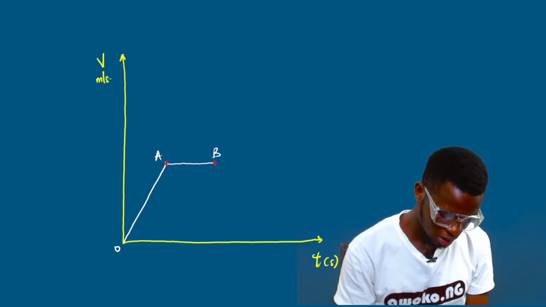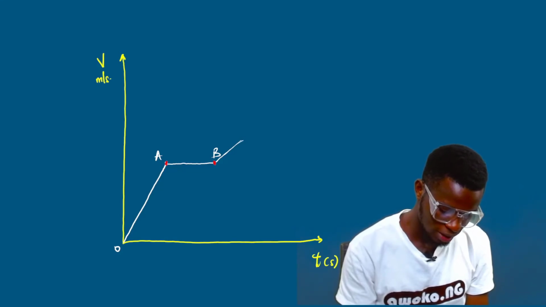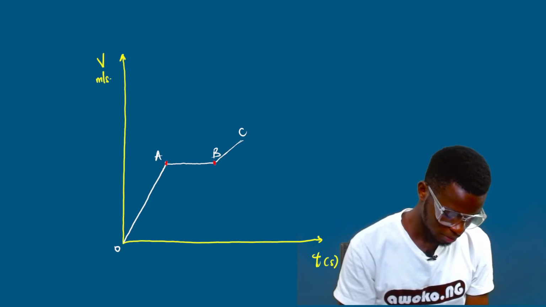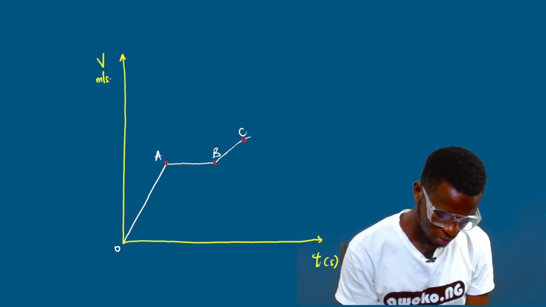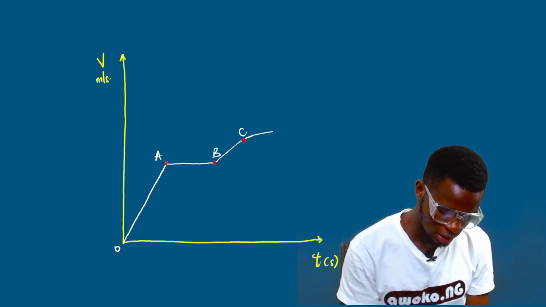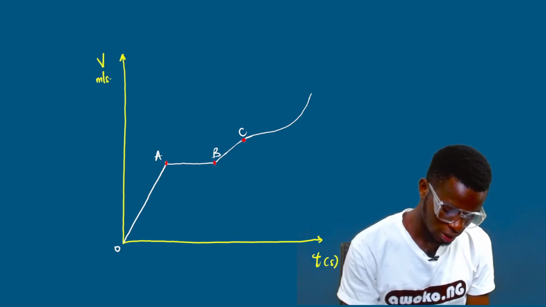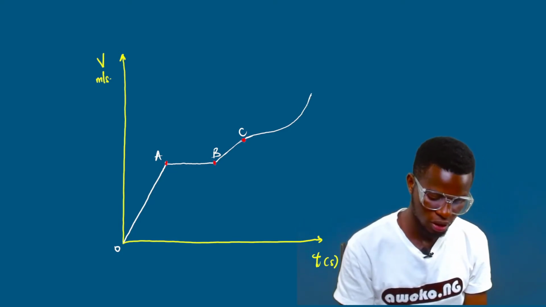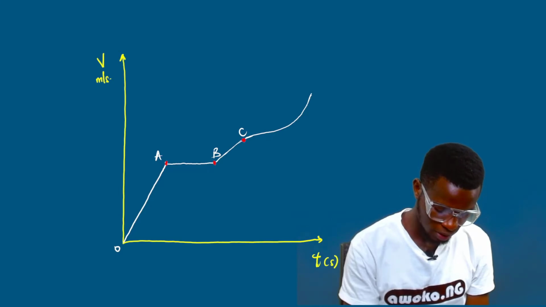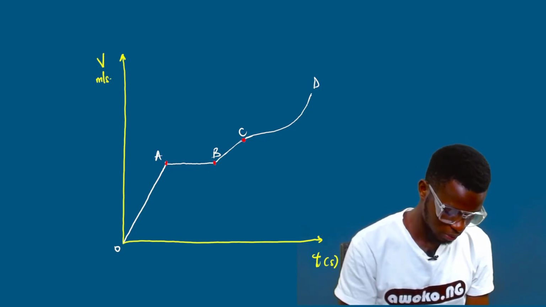All right, now from this point it accelerates a little. It moves upward a little to a point C and then continues. Of course, you realize that this other motion is not a straight line, it shows a curve, to a point, let's call this point D.